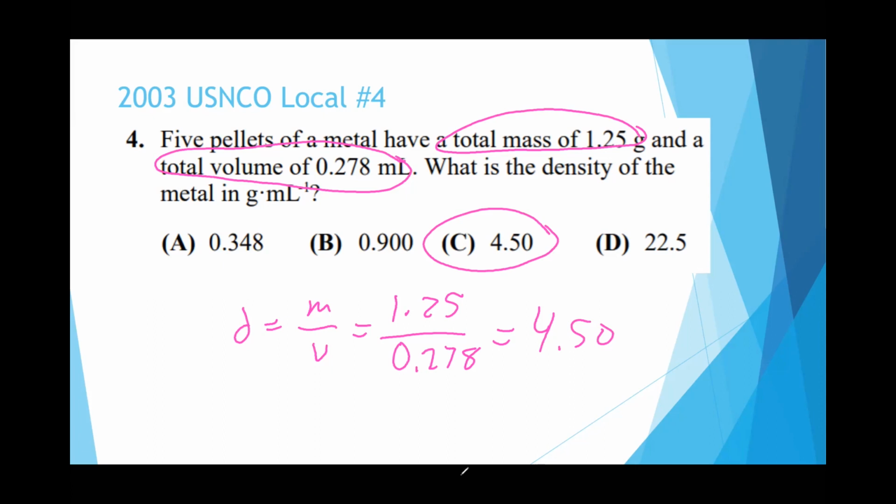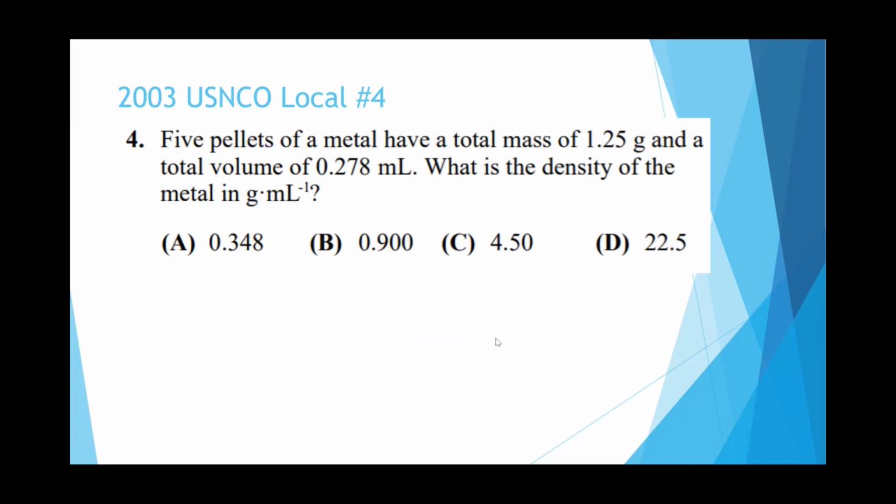I know this one was a little tricky since it said 5 pellets of a metal, but it doesn't really matter how many. Because 5 pellets of a metal has nothing to do with the problem. It could be 10 pellets of a metal. It'll be the exact same way. So they just added a little extra words to make it trickier.